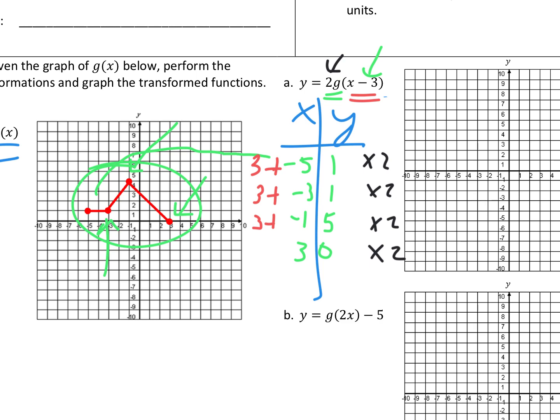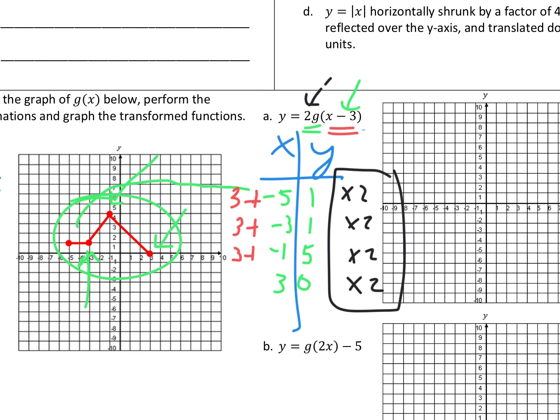Okay, good. And why am I timesing all of the Y values by 2? Because of that 2 right there, and I trust it, it's on the outside. Why didn't I subtract 3 from the X's? Because I don't trust the stuff on the inside. So I'm changing it to +3 on all of these. And these will give you your new points.